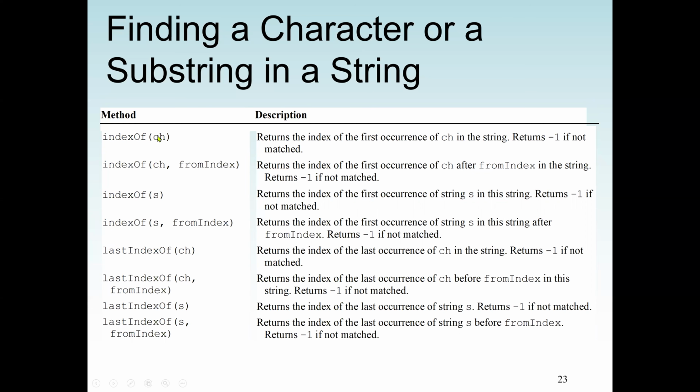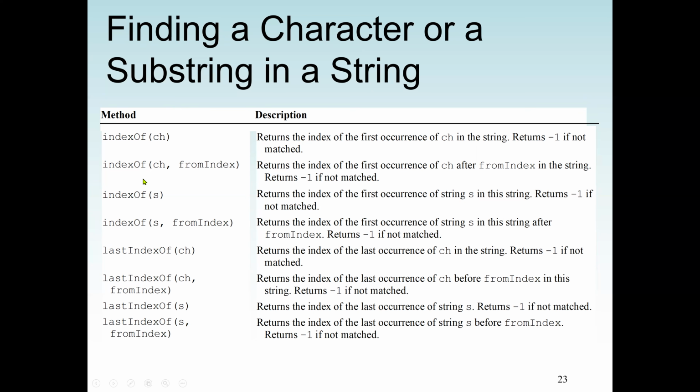So if I have, let's say, "good," G-O-O-D, and the character is O, then it's going to return O in the 3rd position, which will be index 2. Actually, sorry, G-O, so the 2nd position, which is index 1. We may have the same character appear more than once, but it will return the first occurrence of ch in the string. Now, if that character is not in the string, it will return -1.